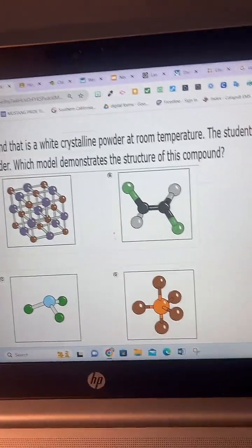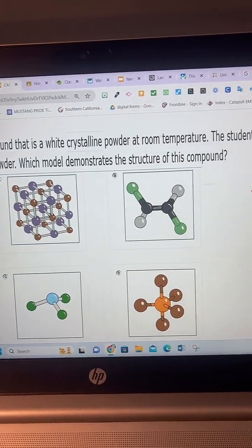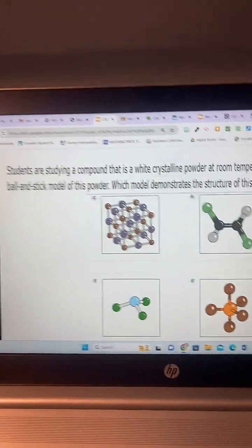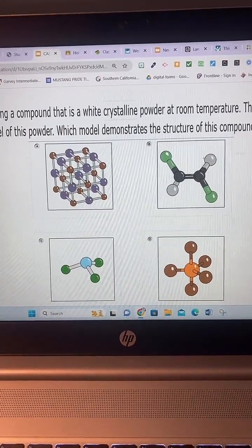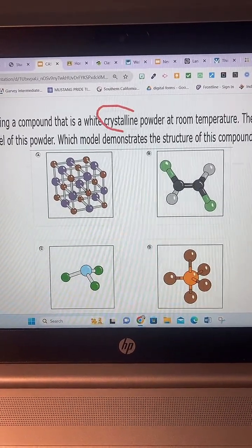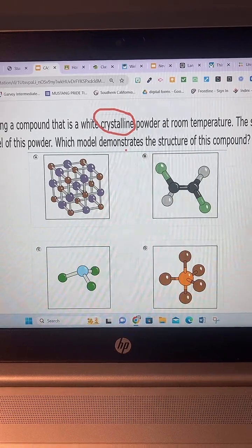Okay, question 4. Students are studying a compound with white crystalline powder at room temperature. The students build a ball and stick model of this powder. Which model demonstrates the structure of this compound? And here are our 4 compounds. And I think you can see the difference. The key word here is crystal. And a crystal means it is a repeating pattern of atoms.